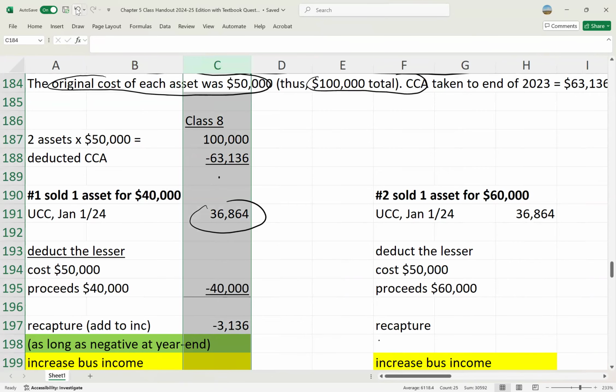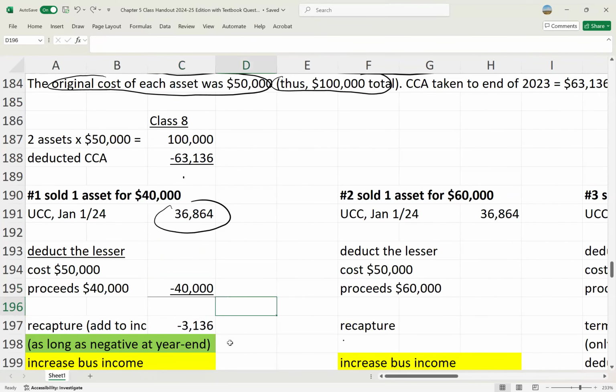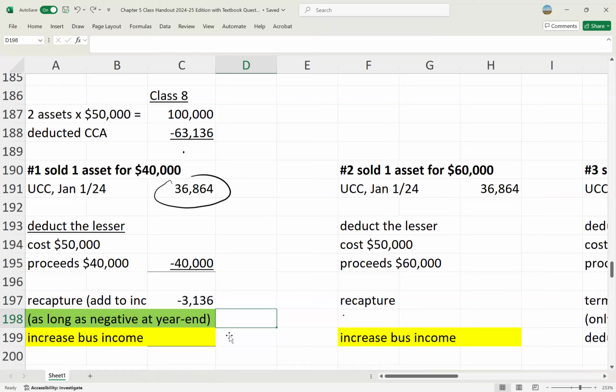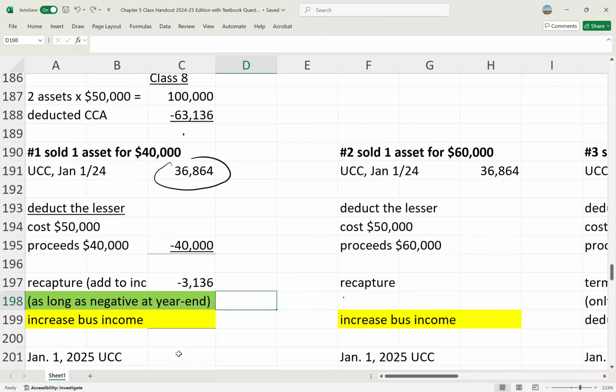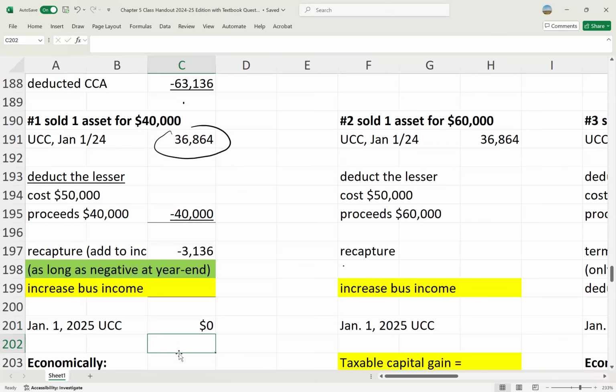If it remains negative at the end of the year, let's say we don't add any more assets to the class and it just remains negative at year end, we cannot have a negative balance. We basically have to reset this to 0. The way we do that is we add 3,136 to this class. That is known as recapture, and this addition will increase our business income.